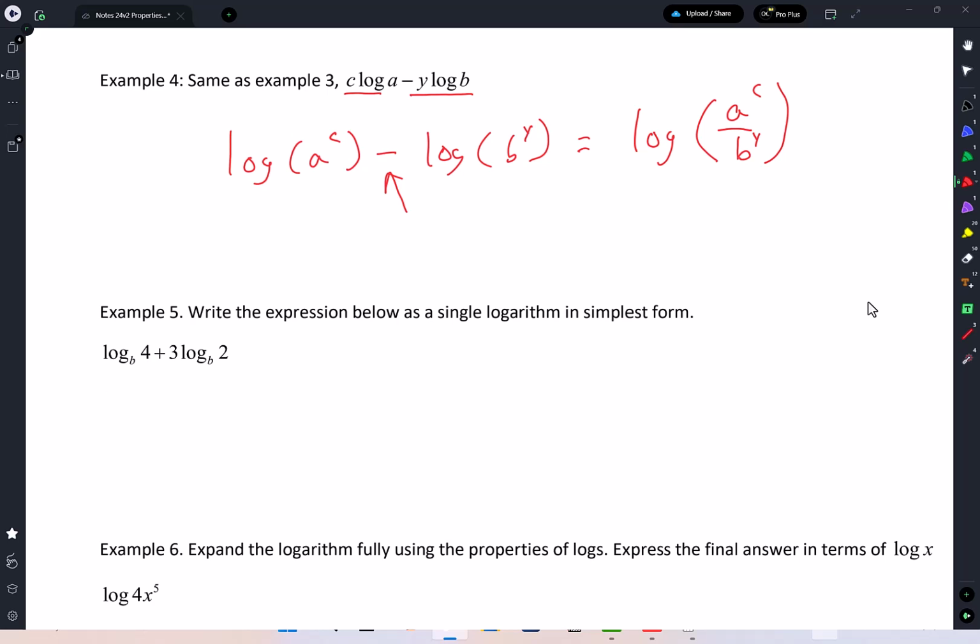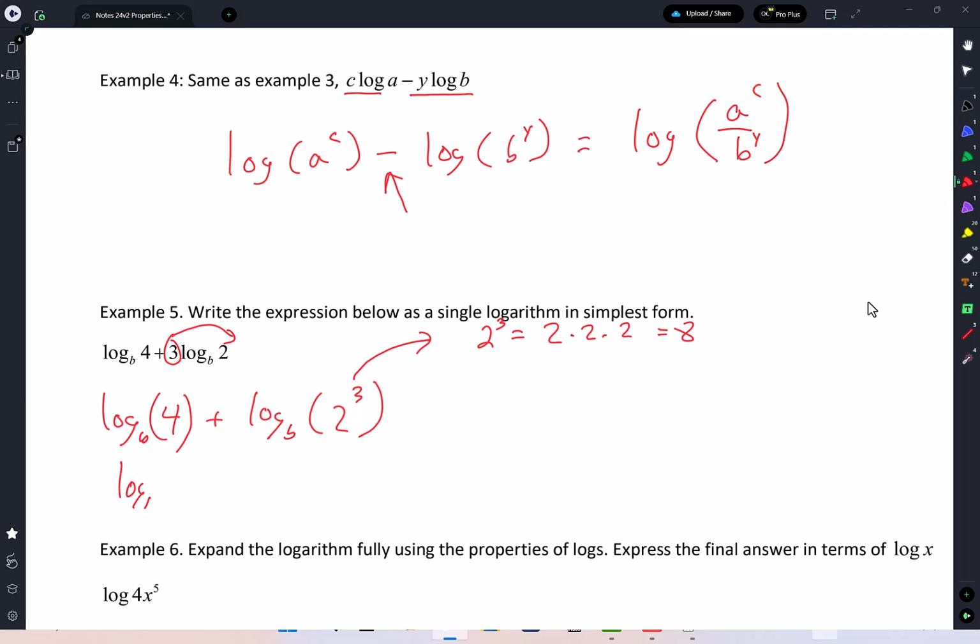Here we go. Log base b of 4 plus, turn that 3 into a power, log base b of 2 to the 3rd power. If you want to put parentheses, you can. It doesn't matter. That's the power rule. Well, if you're a beast, you can just do it in one. 2 to the 3rd power, 2 times 2 is 4, 4 times 2 is 8, so this is 8. So this is log base b of 4 plus log base b of 8.